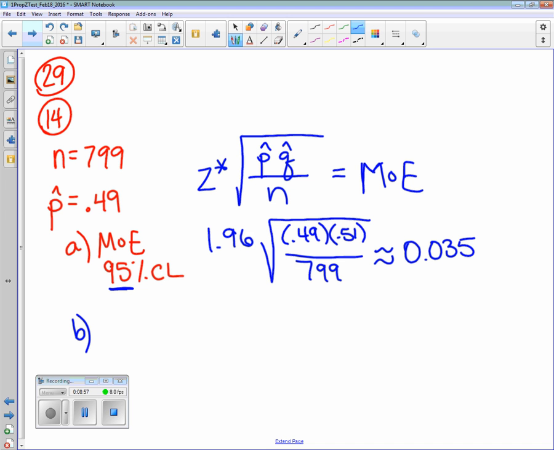Part C says, if we only needed to be 90% confident, will the margin of error be larger or smaller? So if I'm changing my level of confidence now, I'm no longer 95, so this number is going to change. What would 90% be associated with? So this would become 1.645. Do you agree? What happens to the width of my interval? I'm less confident, therefore my interval narrows. It becomes smaller.